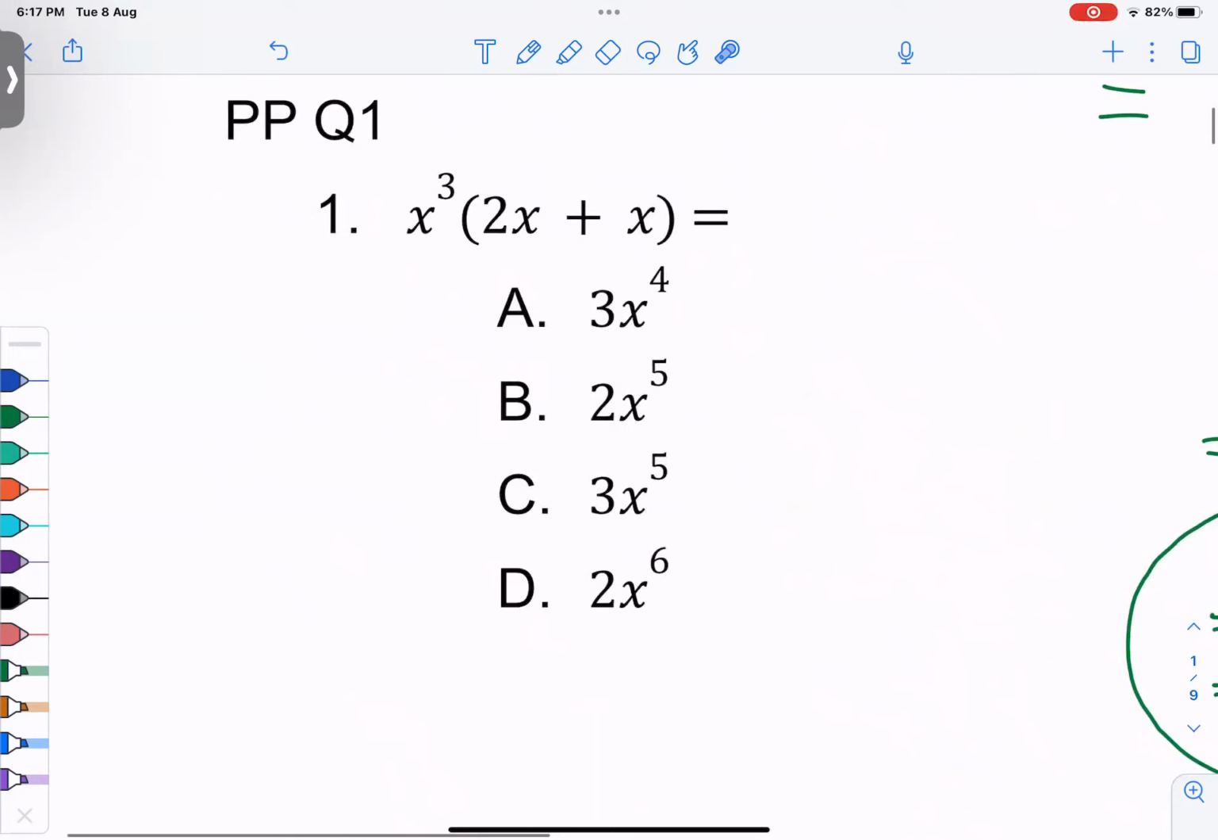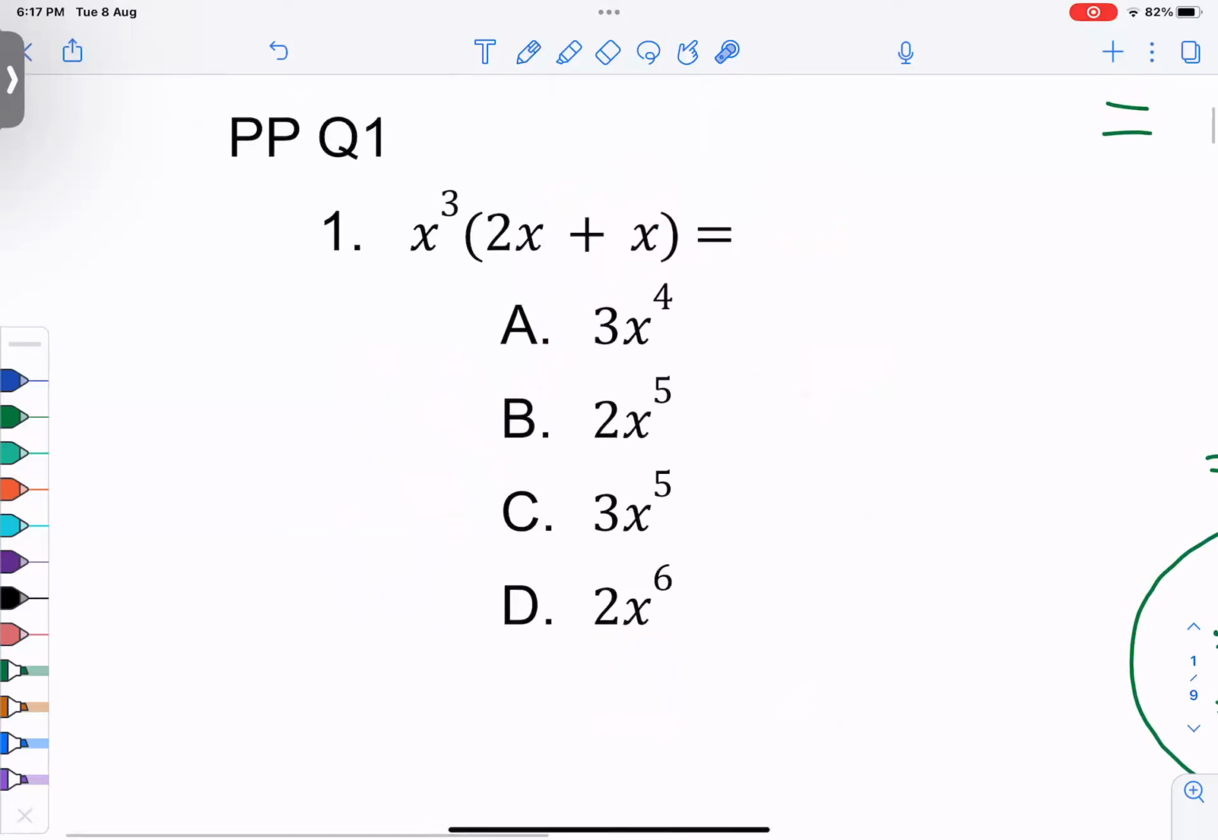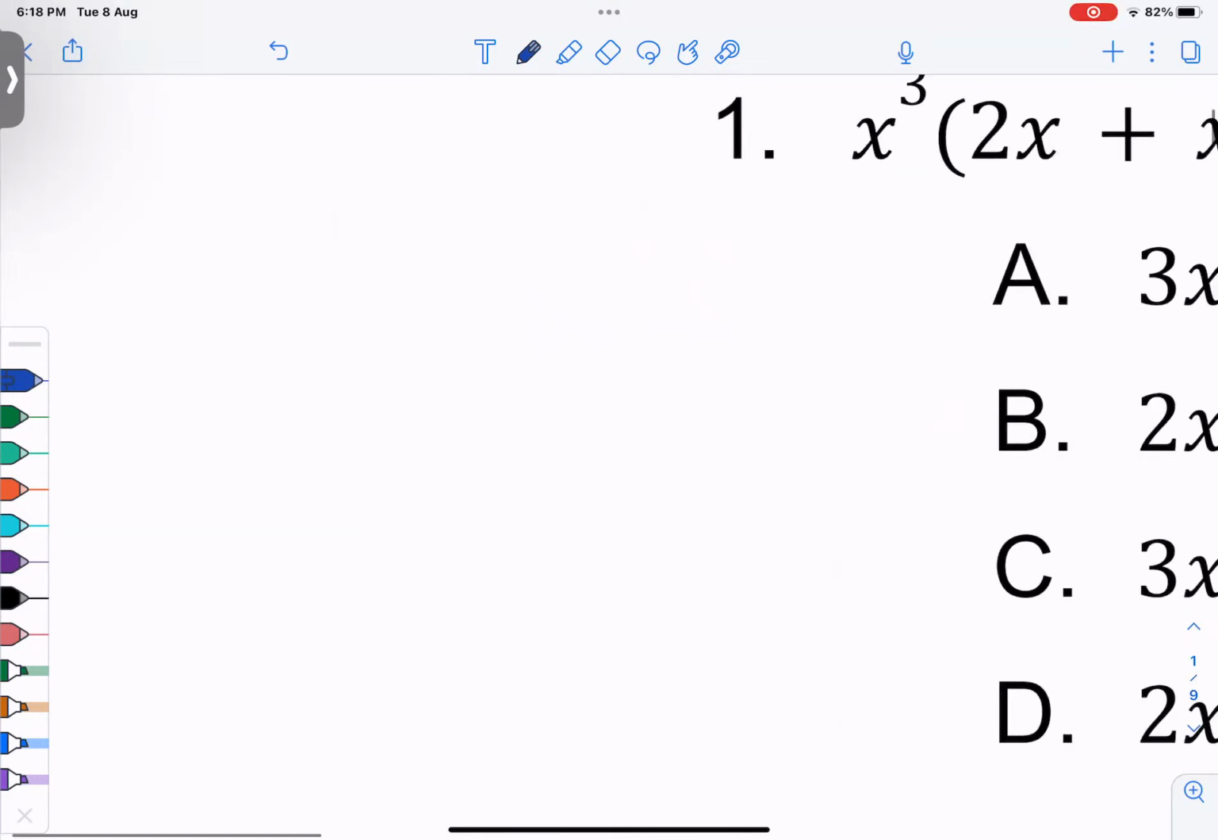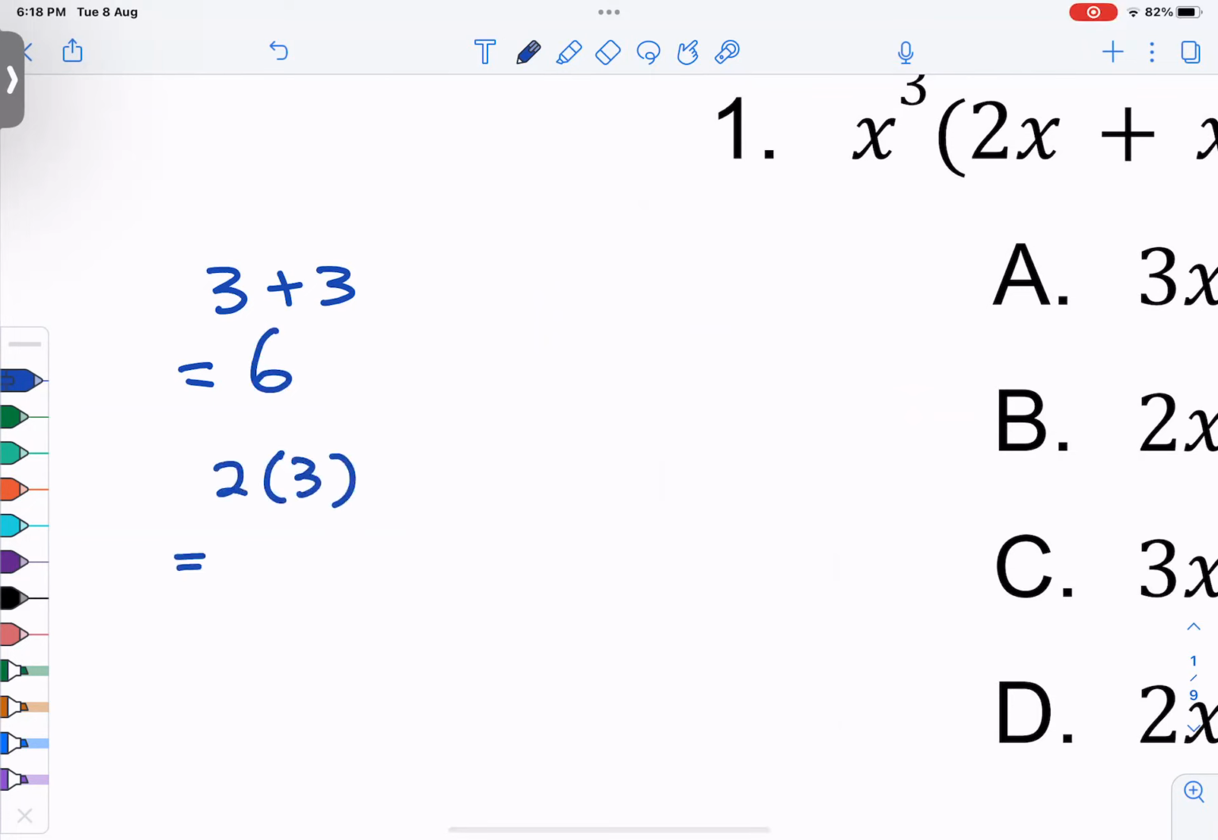Okay, next question. Can you try first? This time you have a plus. For times, we know the powers add up. How about for plus? Maybe we try with some examples first. What is 3 plus 3? 6. Okay, what is 2 times 3? Bracket means times. 6. Yes. And then 3 plus 3 plus 3 will be 9, and then 3 times 3 will be 9.